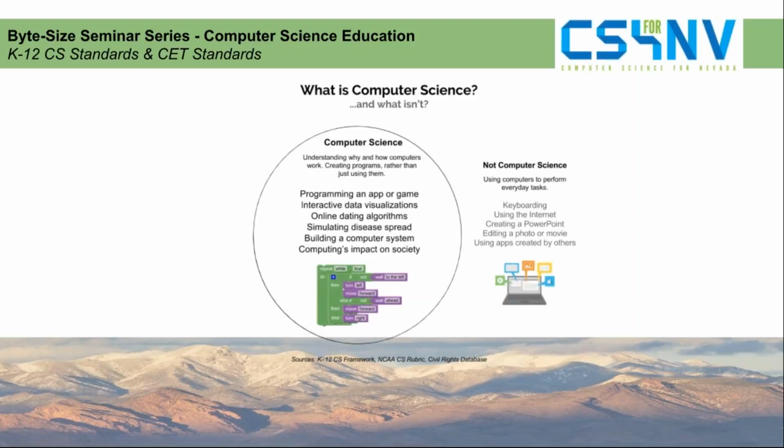There are algorithms behind everything: simulating disease spread, building a computer system, and how all of this computing impacts our society. So these are the components of computer science. As you can see, it's not all programming, it's not all coding, it's the computational thinking behind it.